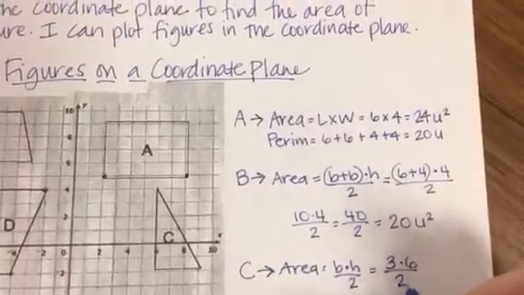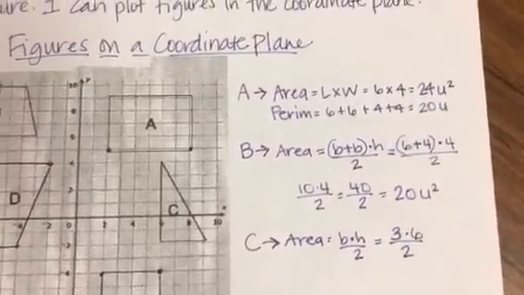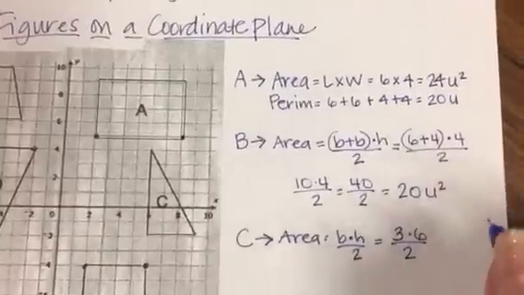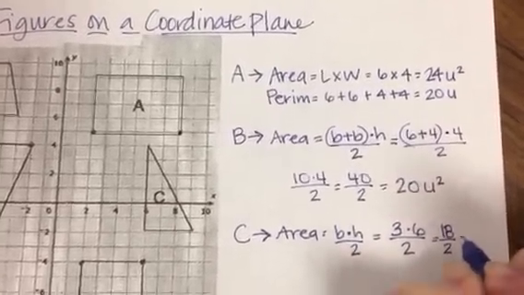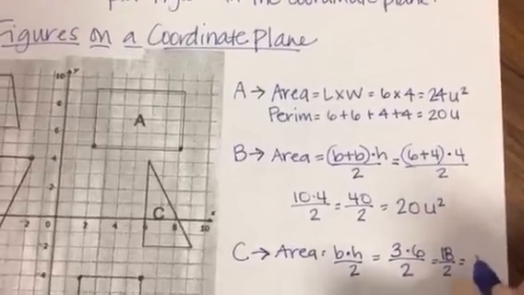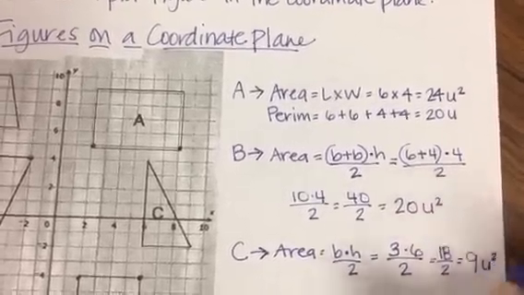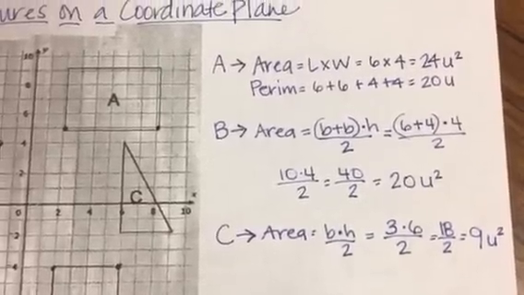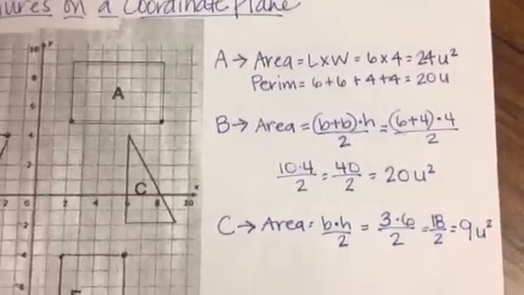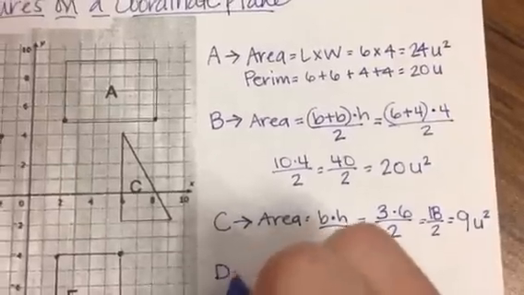And then we'll, of course, divide that by 2. So 3 times 6 gives me 18. And then 18 divided by 2 would give me a final area of 9 units squared. Moving on to figure D.